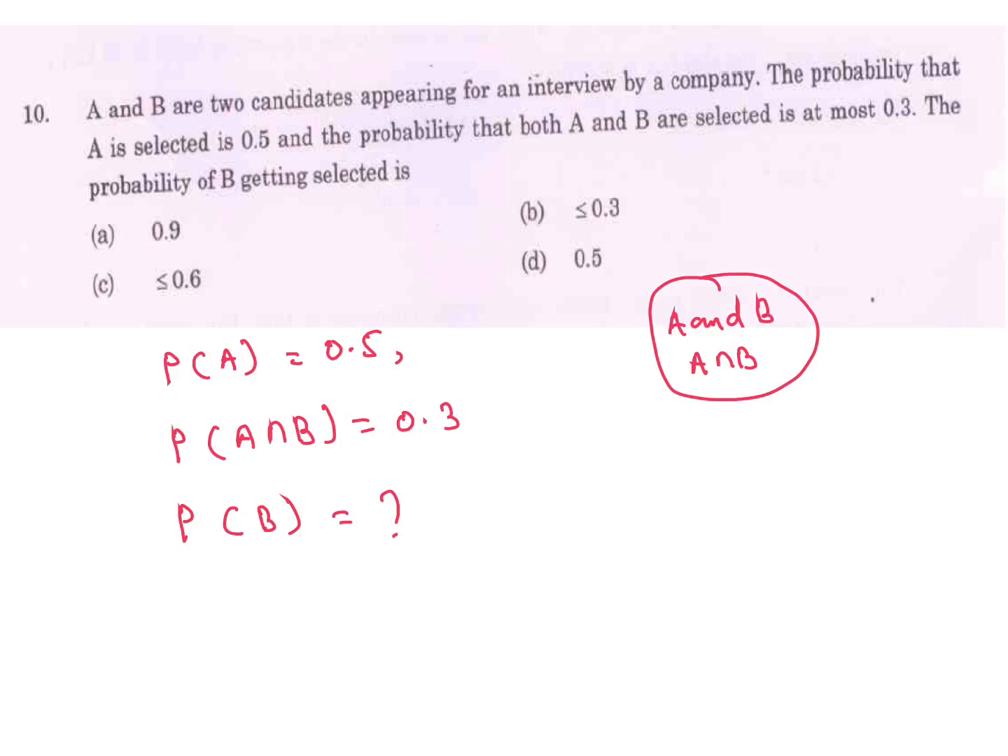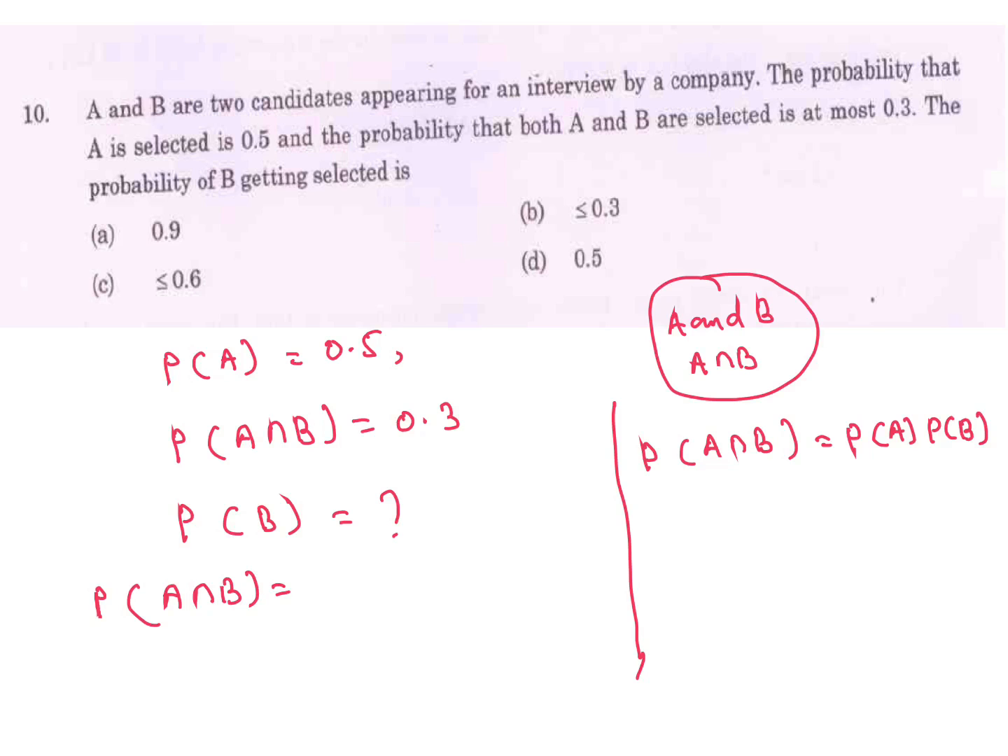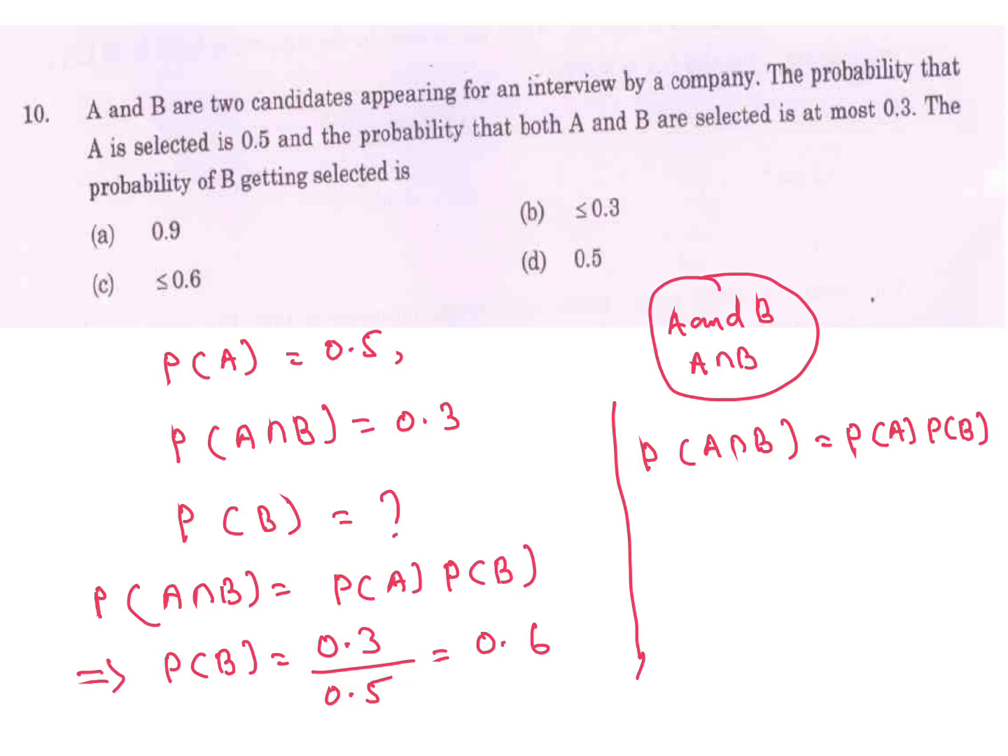Both events are independent. For independent events, I already discussed in my previous video, A intersection B is probability of A into probability of B. So probability of A intersection B equals probability of A into probability of B. Then probability of B equals A intersection B, which is 0.3 divided by 0.5, so it's 0.6. From the options, C is our answer.